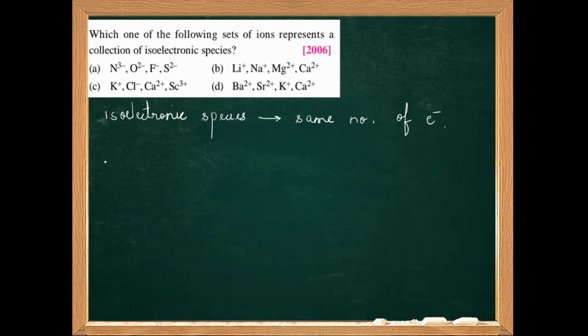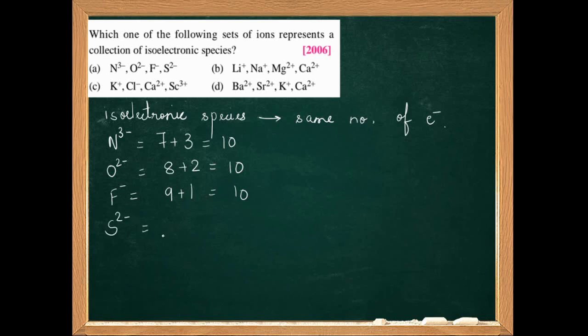Now I will just keep finding the number of electrons. So let's say in the first one N3 minus. N3 minus is the atomic number plus extra electrons, which is 3. So this is equal to 10. Then I have O2 minus, which is atomic number plus 2 electrons, which is the charge, which is 10. Then F minus is atomic number plus 1 electron, which is 10. And sulfur 2 minus: the atomic number of sulfur is 16, and 16 plus 2 is equal to 18. So all three could follow, but one didn't follow.